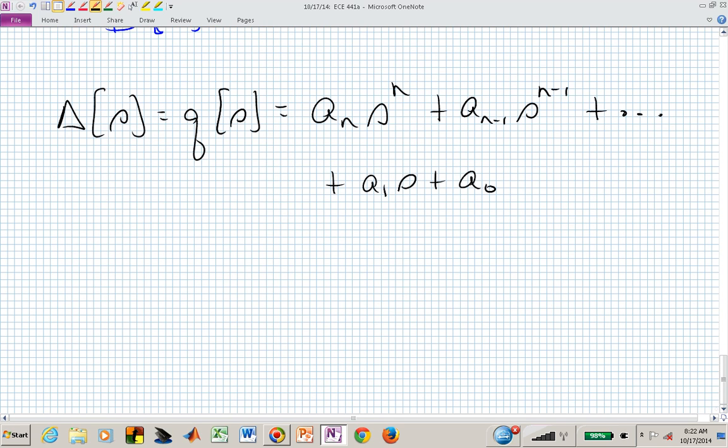This is the Routh-Hurwitz test, so we break it up actually into two pieces. First, we'll talk about Hurwitz. The Hurwitz test is as follows.